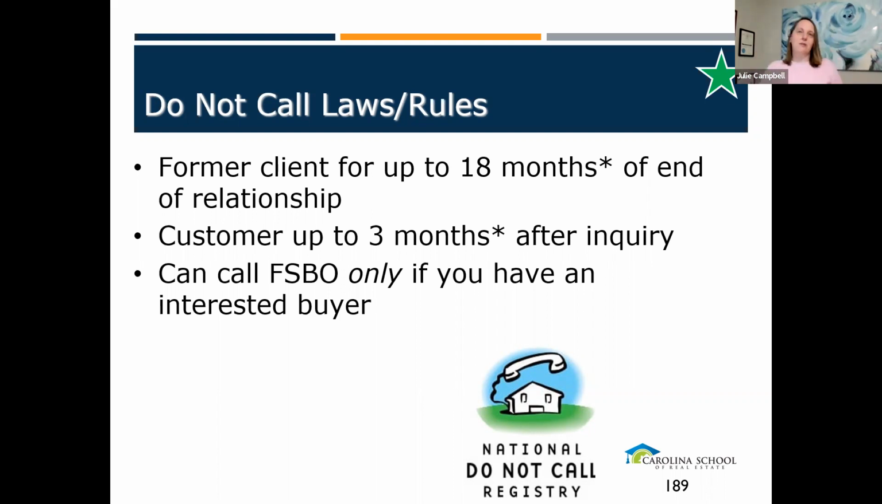Again, if this is the route you're going to go, cold calling, as it's called, you've got to get your hands on this list. Questions on this? What is FSBO? For sale by owner.